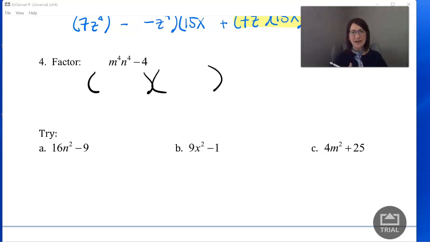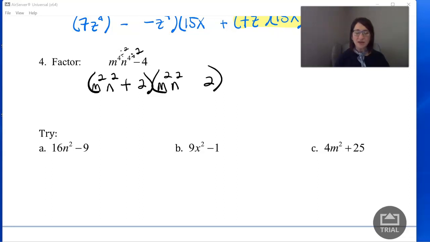So I'm going to take the square root of m to the 4th. So if I divide that exponent by 2, I would get m squared. And then I do the same thing with the n, and I get n squared, like that. So I've got m squared, n squared. And then I take 4, and the square root of 4 is 2. One of these is plus, one is minus. Done.